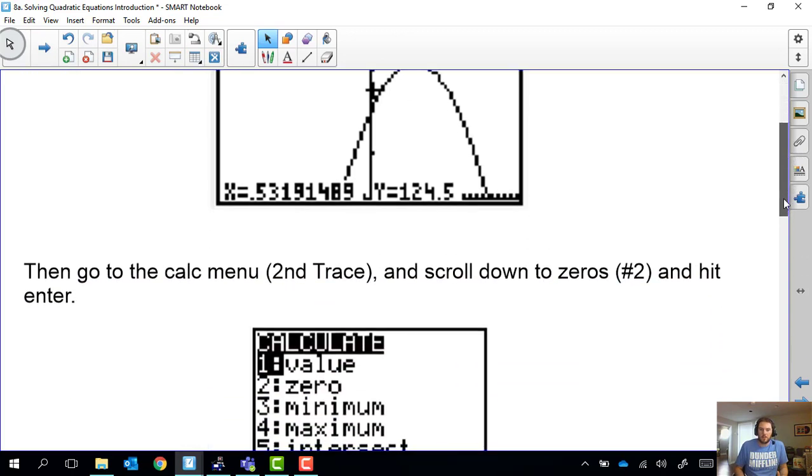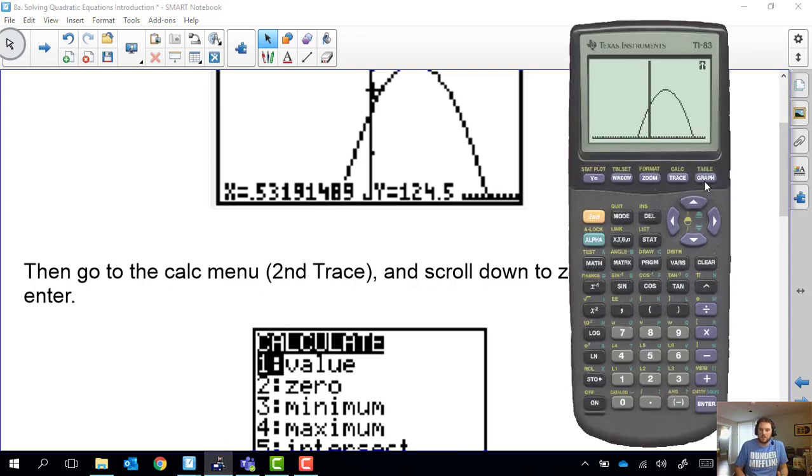So from here, how do we find the x-intercept? Well, we're going to hit the second function and this trace button. By hitting the second function, it's actually going to hit the yellow word there that says calc. And what that does is it allows us to calculate some values. So for example, if we're trying to figure out when this function is 0, that's the value that we're going to calculate. So we're going to go to the zero and hit enter. And we'll get a question here.